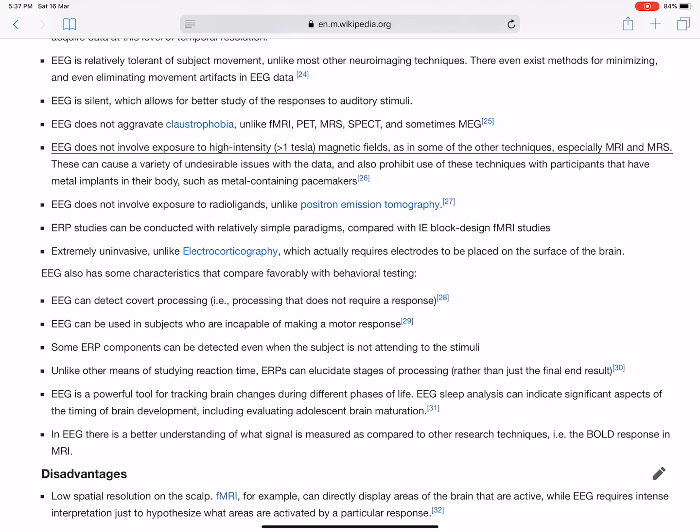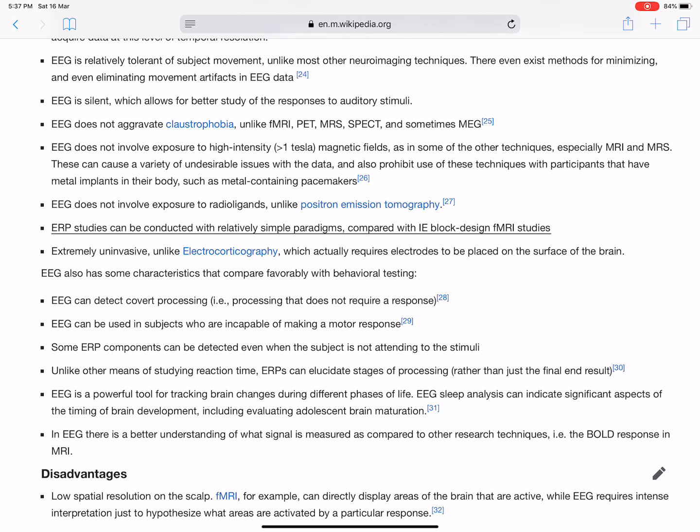EEG does not involve exposure to high-intensity, greater than Tesla magnetic fields, as in some of the other techniques, especially MRI and MRS. These can cause a variety of undesirable issues with the data, and also prohibit use of these techniques with participants that have metal implants in their body, such as metal-containing pacemakers. EEG does not involve exposure to radioligands, unlike positron emission tomography.